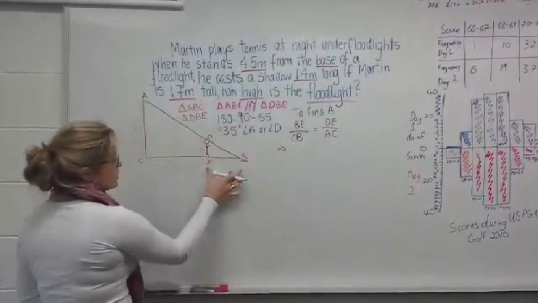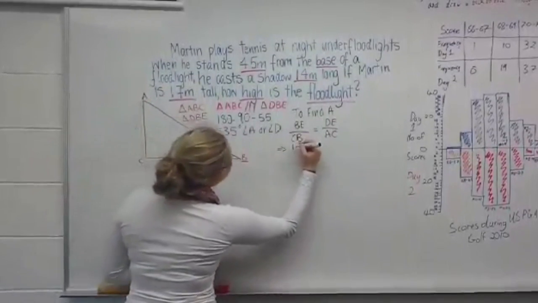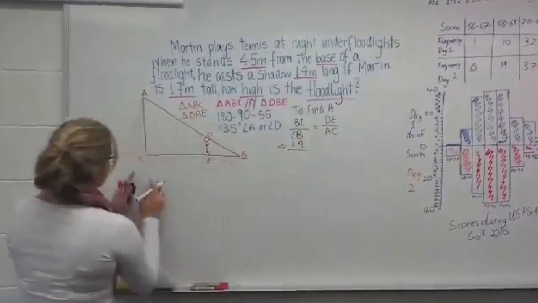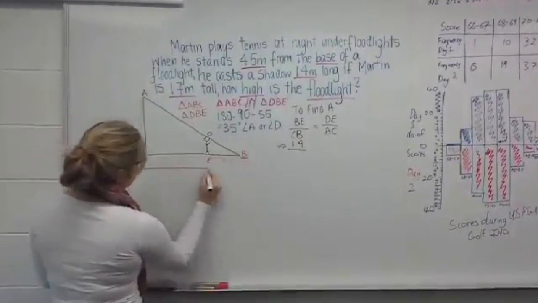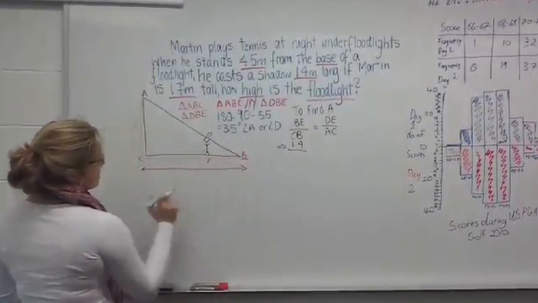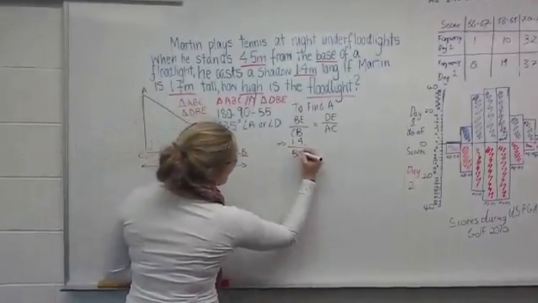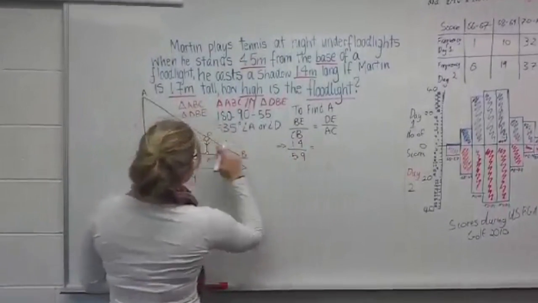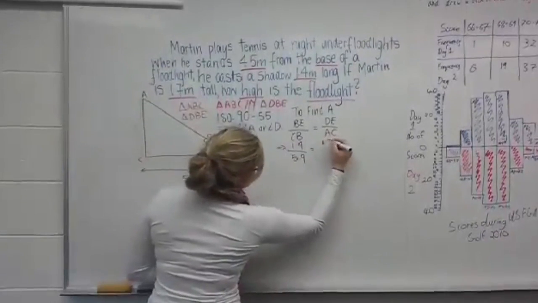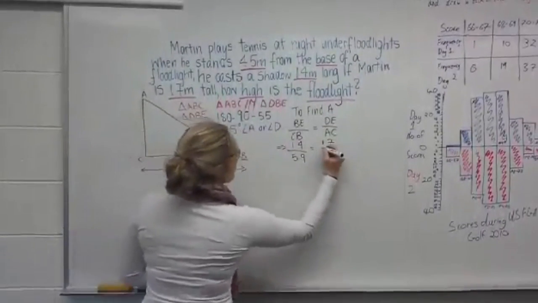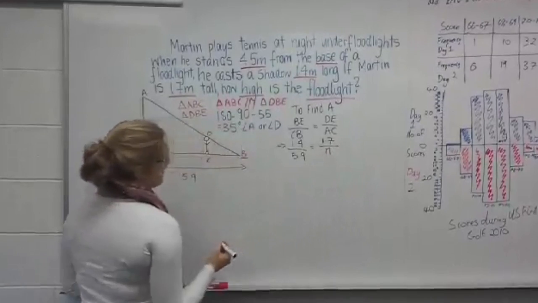We can then substitute our values in. So BE equals 1.4, CB is from here to here, which means 4.5 plus 1.4 is 5.9. Our DE is the height of Martin, so we know that's 1.7. And our AC equals n.